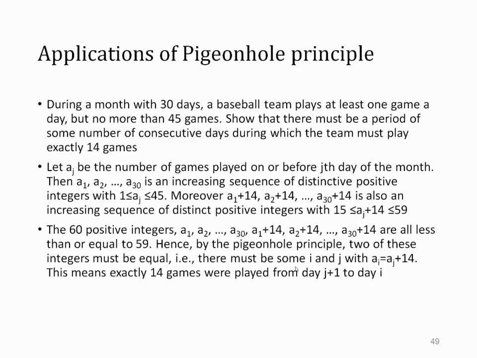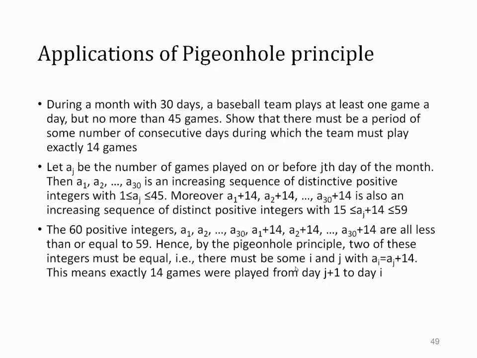Let aj be the number of games played on or before the jth day of the month. Then a1, a2, a3 and so on up to a30 is an increasing sequence of distinct positive integers with 1 less than or equal to aj less than or equal to 45. Moreover, a1 plus 14, a2 plus 14 and so on up to a30 plus 14 is also an increasing sequence of distinct positive integers, because at least 14 games must be played.